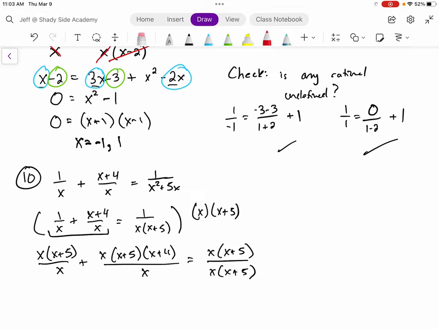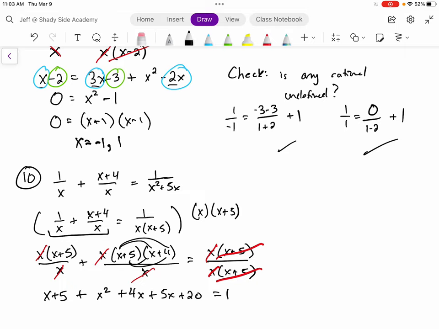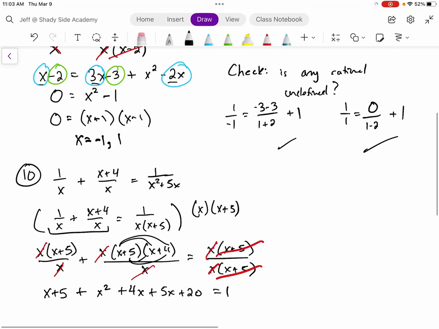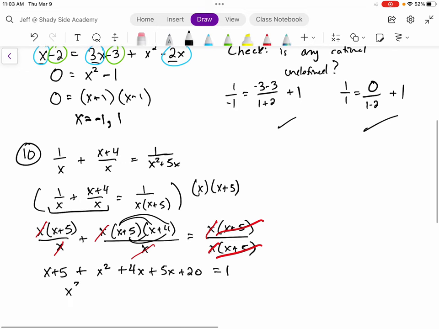Let's cancel some stuff. So the x's go away, the x's go away, and everything goes away. Okay, so that leaves me with x plus 5. Over here, I'd have to FOIL this, so I get x squared, I get 4x, I get 5x, and I get 20. Then over here, I just get 1, right? Because there's still a 1 there. So moving everything left, I'm going to get x squared plus 10x plus 25 plus 24 equals 0.